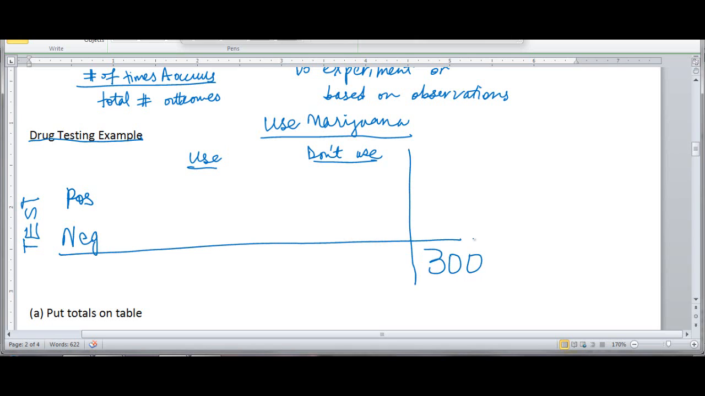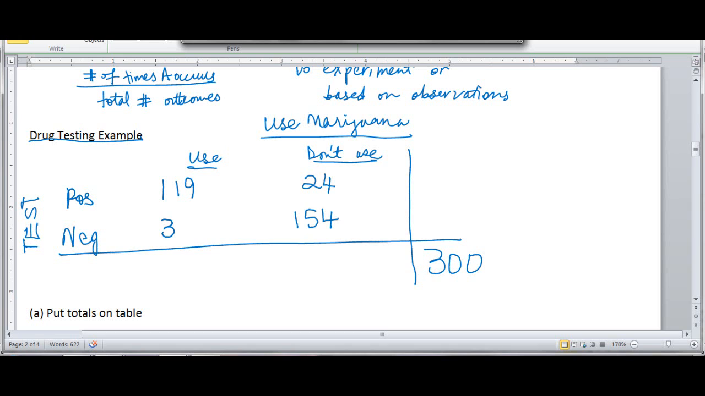And 119 users tested positive. 24 people, they don't use, but they also tested positive. 3 people use, but they tested negative. And 154 people don't use, and they tested negative.